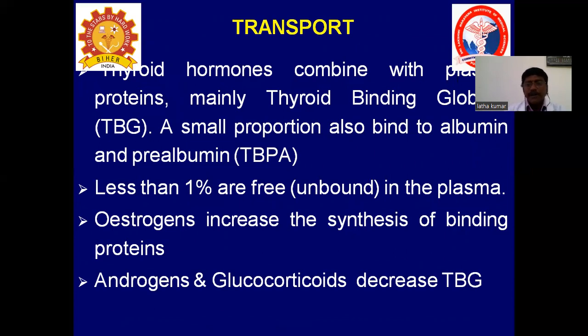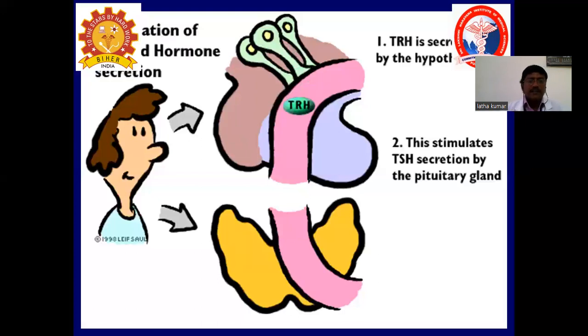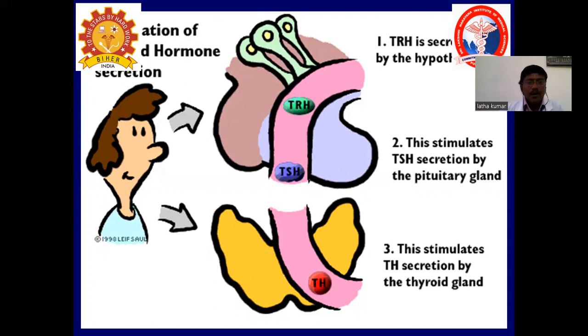Okay, thyroid hormone combines with proteins, mainly thyroid binding globulin, simply called TBG. A small proportion also binds to albumin and prealbumin, TBPA. Less than 1% are free, unbound in the plasma. Estrogens increase the synthesis of binding protein, and androgens and glucocorticoids decrease the thyroid binding globulin.